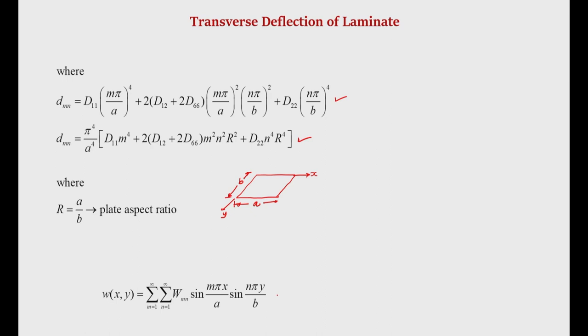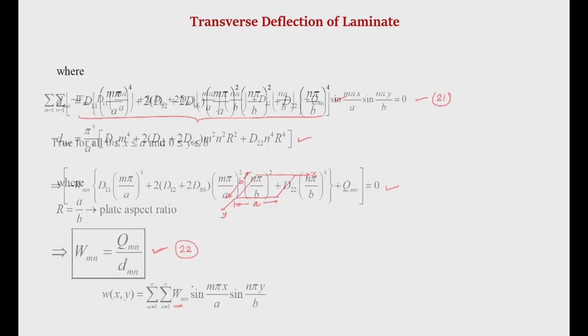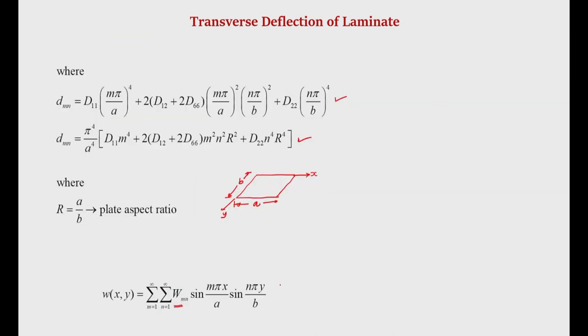Therefore, we can now determine the transverse deflection. By putting in Wmn, obtained using equation number 22, and Qmn, we can find the transverse deflection as a function of x and y. So, this is how we could obtain the transverse deflection of a laminate, but this is for small transverse deflection. Using classical lamination theory and equations of equilibrium, we have additionally considered the transverse shear stress resultant, which was not there in classical lamination theory, as well as a distributed transverse load Q(x,y), and we could obtain the transverse deflection of a laminate. Okay. Thank you.